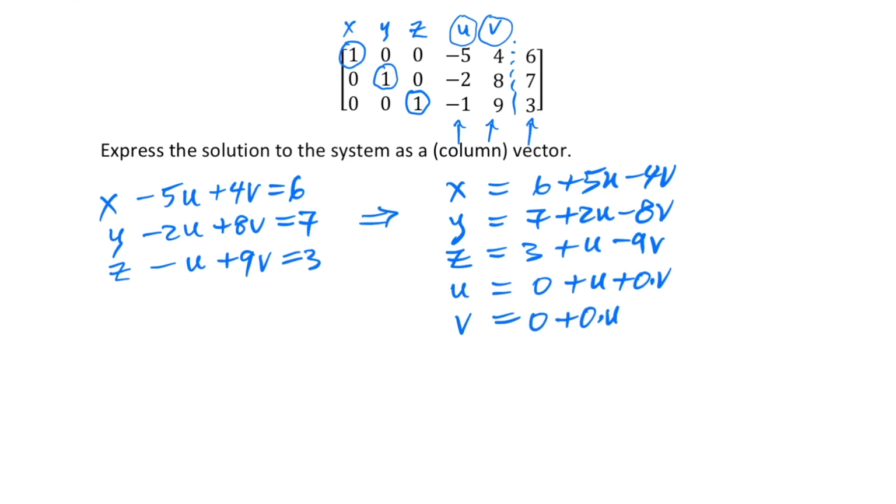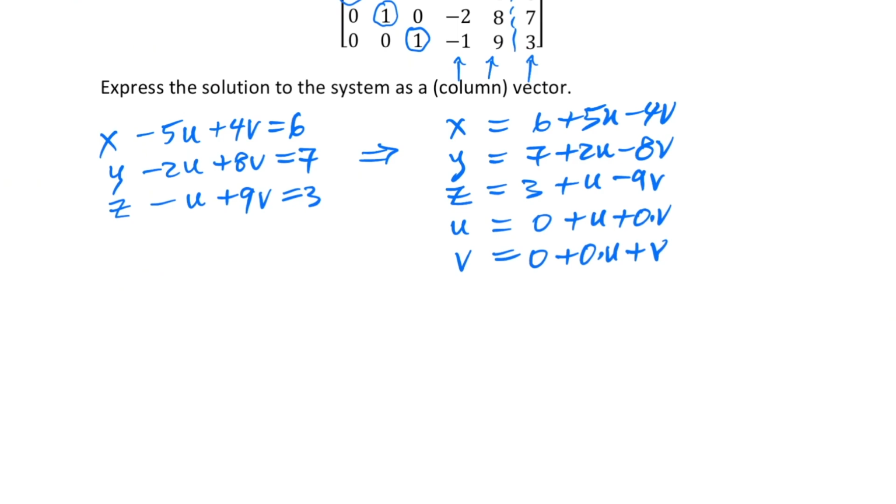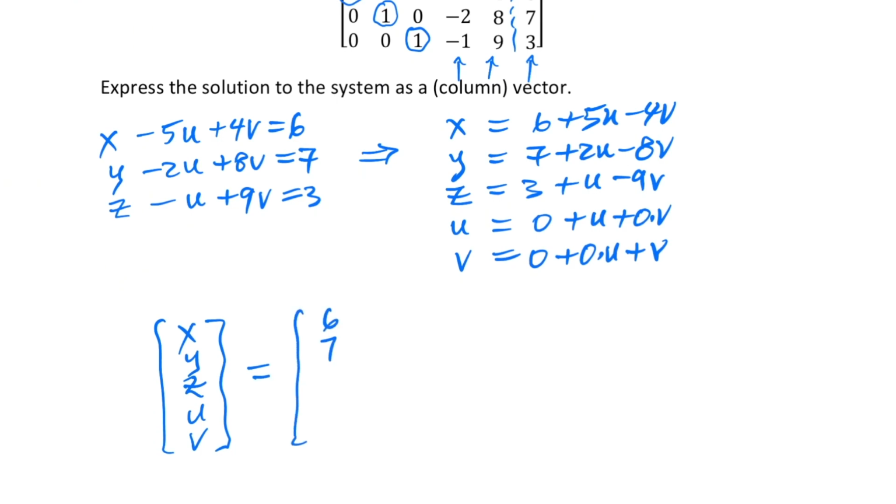No u's plus 1 v, so I'll just write v there. Now if I was to write this as a vector, just a column matrix for my answer, x, y, z, u, v, then what I could do, from scalar multiplication and scalar addition and everything, is part of the reason I'm emphasizing this in a separate video.